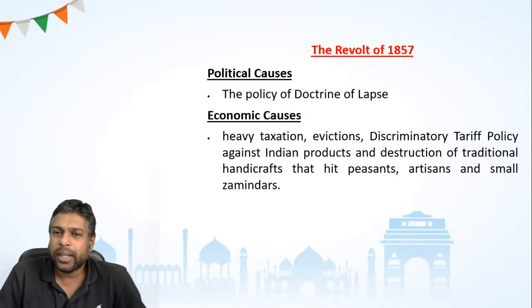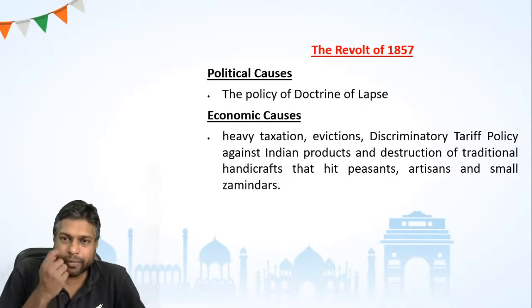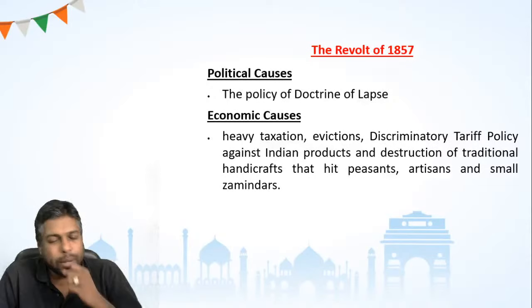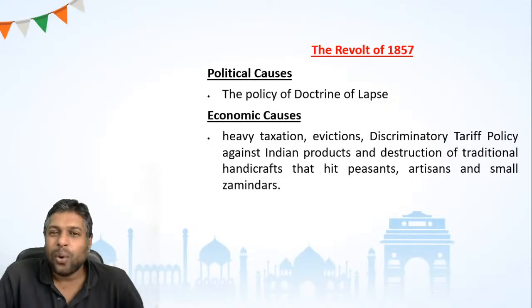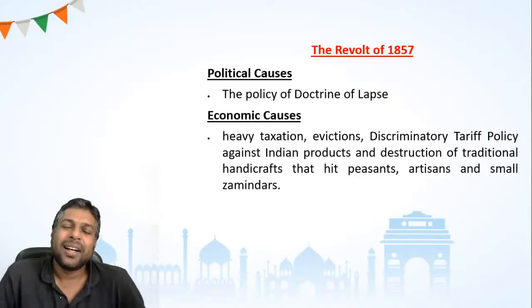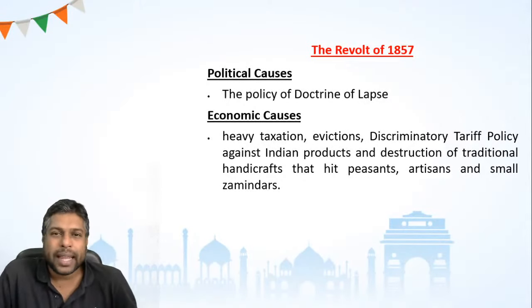Most of you know about the cartridges, which was the main trigger point, which was supposed to be used by the soldiers. It had both beef as well as pork, which you had to tear off with your own teeth. So it was an unholy alliance kind of a thing for both Hindus as well as Muslims, and it kind of unified them in the cause against the British Empire.